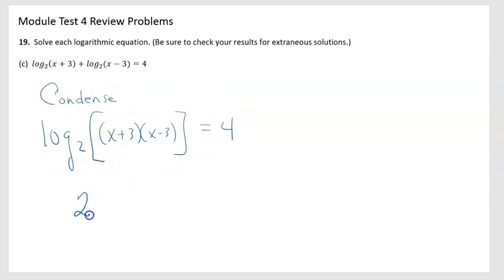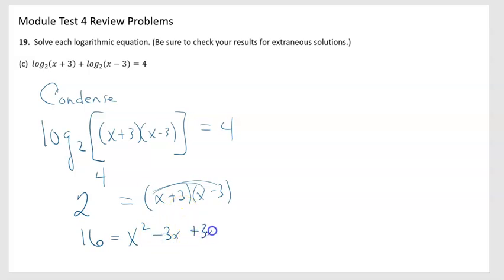So I say 2 is my base, raised to the 4th, equals x plus 3 times x minus 3. Now this is factored, and normally when something's factored, it's great if it's equal to 0. This is not. So 2 to the 4th is 16. Let's FOIL it. So that's going to be x squared minus 3x plus 3x minus 9. Of course, those cancel. So I have 16 equals x squared minus 9.